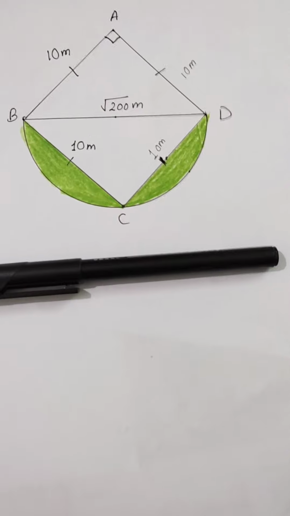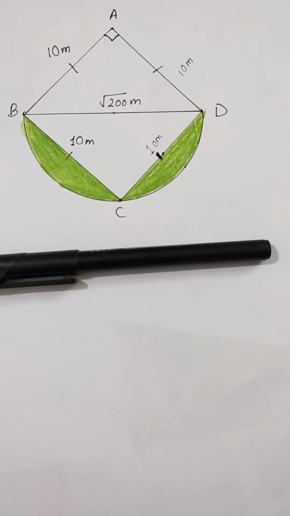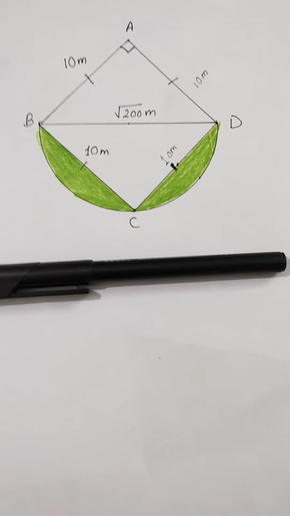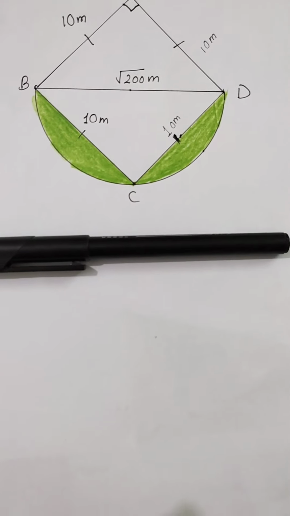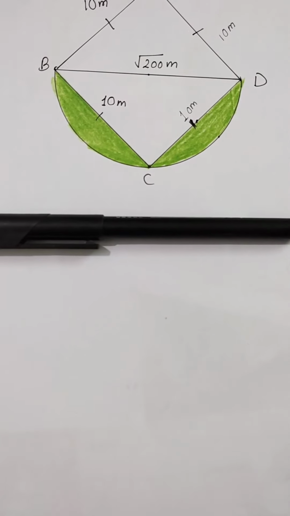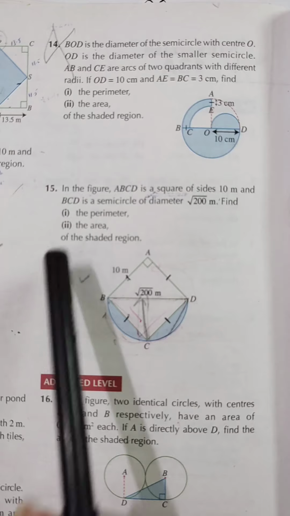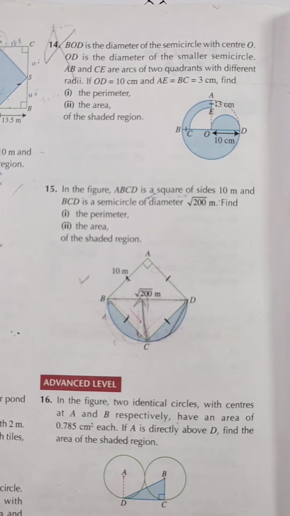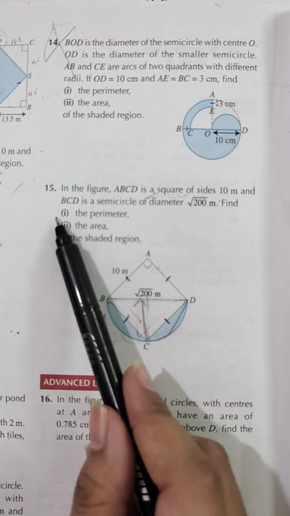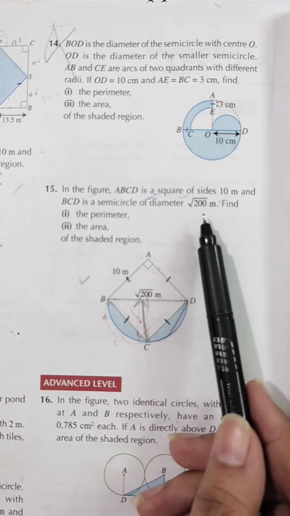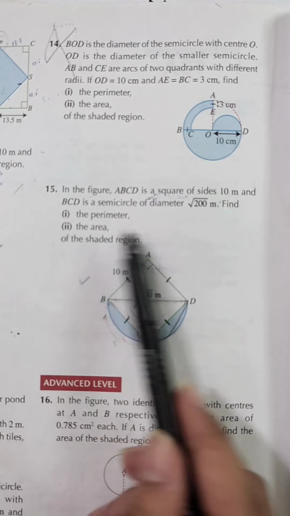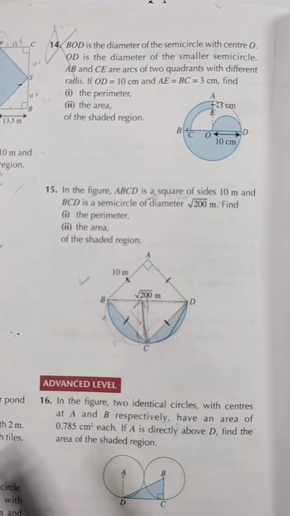Today we will solve question number 15, which I have taken from exercise 13, chapter number 13 of D1 mathematics. First we will read the statement of the question. In the figure, ABCD is a square of 10 meter and BCD is a semicircle of diameter root 200 meter. Find the perimeter and area of the shaded region.